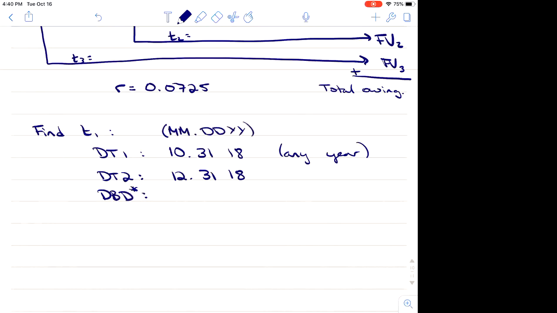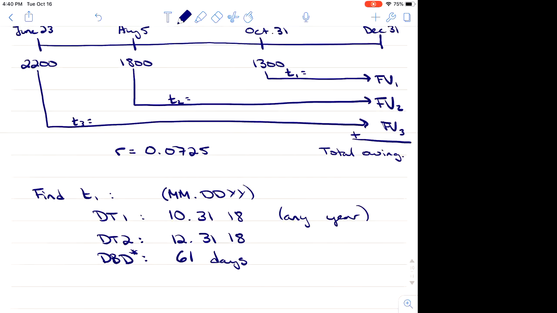Okay, so what do we get? Second, date function, 10.3118, enter. Pretty sure it was at 100% when I got here, but okay. Date 2, 12.3118, enter. Days between dates, compute. I get 61 days. So now I can fill that in on my timeline. T1 is going to be 61 out of 365 days.